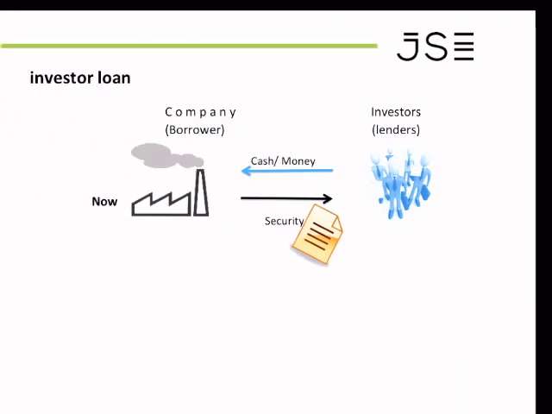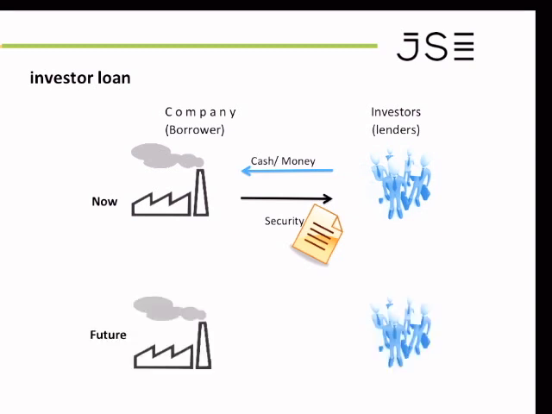So if we look at this particular scenario, you've got a company that wanted cash from investors. Investors gave the company cash. The investors got a security in return. And what happens in the future? The investors receive the amount that they borrowed to the company, and they also receive interest payments. In the case of a bond, they would be called coupons.